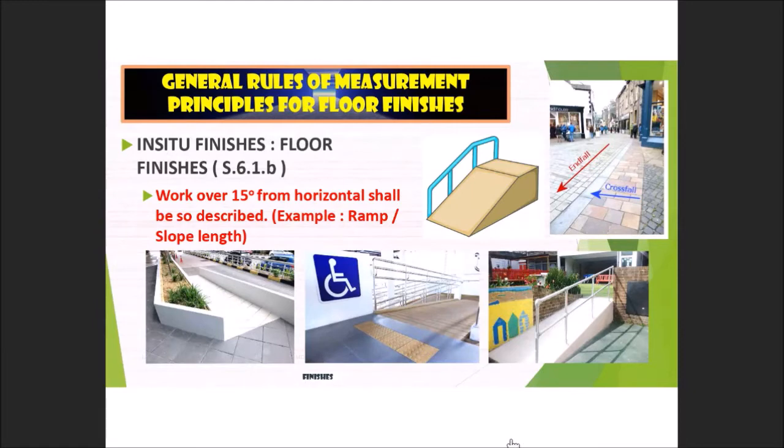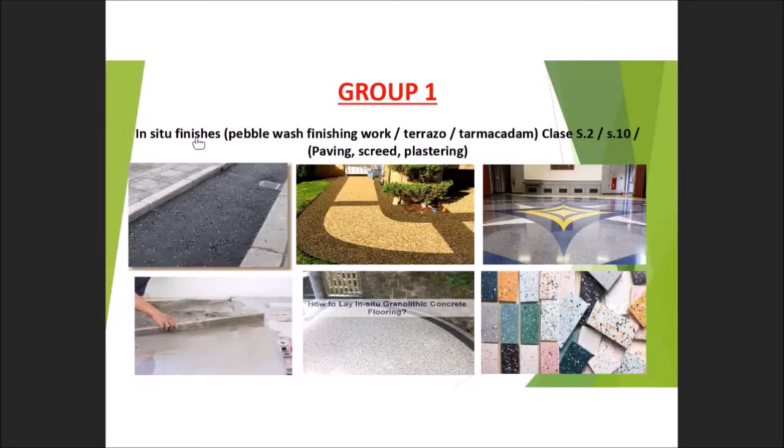Okay, let's move to the first category, in situ finishes. For the in situ finishes, I put here pebble wash finish. You can also refer to S.2 and S.10. Okay, terrazzo and also tarmacadam. I already highlighted this one. This is the example of terrazzo. Can you take note? This is the example of pebble finish, pebble wash. Pebble wash is actually small stone that is mixed together with the cement and sand and the glue. Then after that they have to lay.